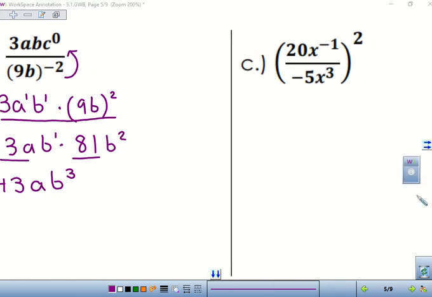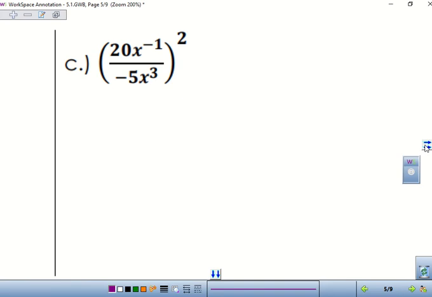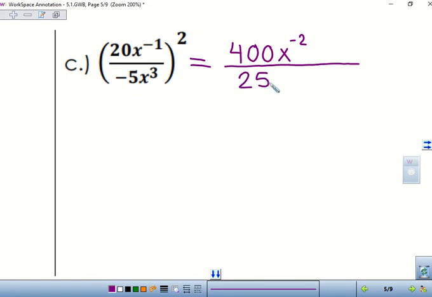Next one is letter C. So with letter C, we have to apply that power to power rule first. So we're going to put everything to the second power. What is 20 to the second power going to be? 400. And it's going to be x to the negative 2 power. Remember, power to power, you multiply. The denominator, what is going to be negative 5 to the second power? Good. And then it's going to be x to the 6th.